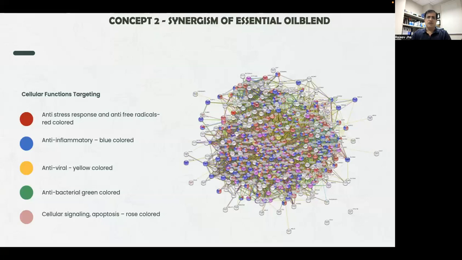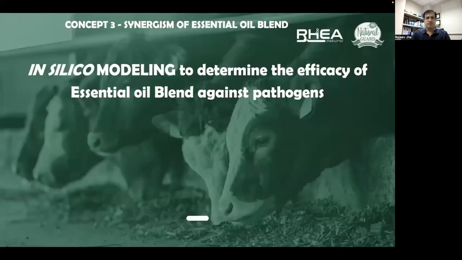Concept 2, I'm trying to show with the illustration and the colors how cellular functions are targeted. Red color balls are anti-stress response and anti-free radicals. Blue ones are anti-inflammatory. Yellow ones are antiviral. Antibacterial ones are in green, and red and rose color are cellular signaling and apoptosis.